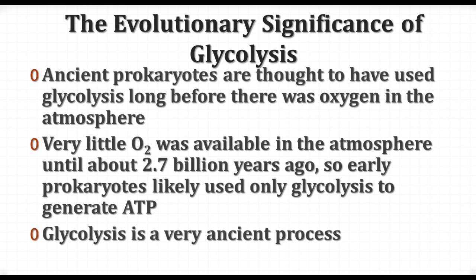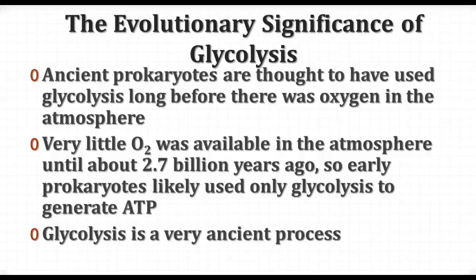The one important thing to realize is that glycolysis has been around for a very, very long time. Ancient prokaryotes probably used glycolysis a long time before there was any oxygen in the atmosphere. It was almost 3 billion years ago before there was a whole lot of oxygen present in the atmosphere as a result of photosynthetic bacteria. So early prokaryotes probably used only glycolysis.